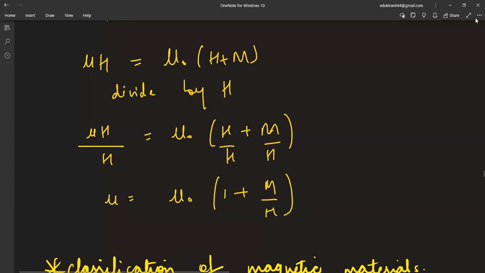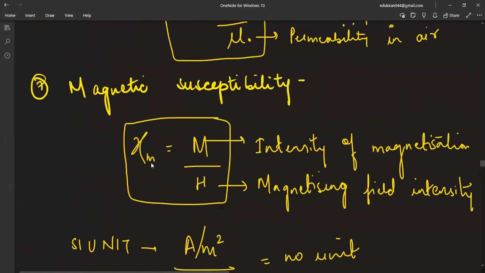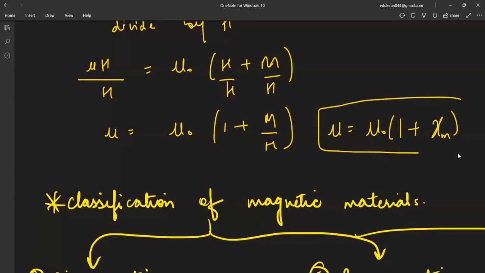And what did I tell you? What is M by H? Intensity of magnetization and magnetic field intensity. It is chi, the magnetic susceptibility. So the final equation, the relation which you have to remember also: mu is equal to mu naught (1 plus chi). This relation comes often to derive.